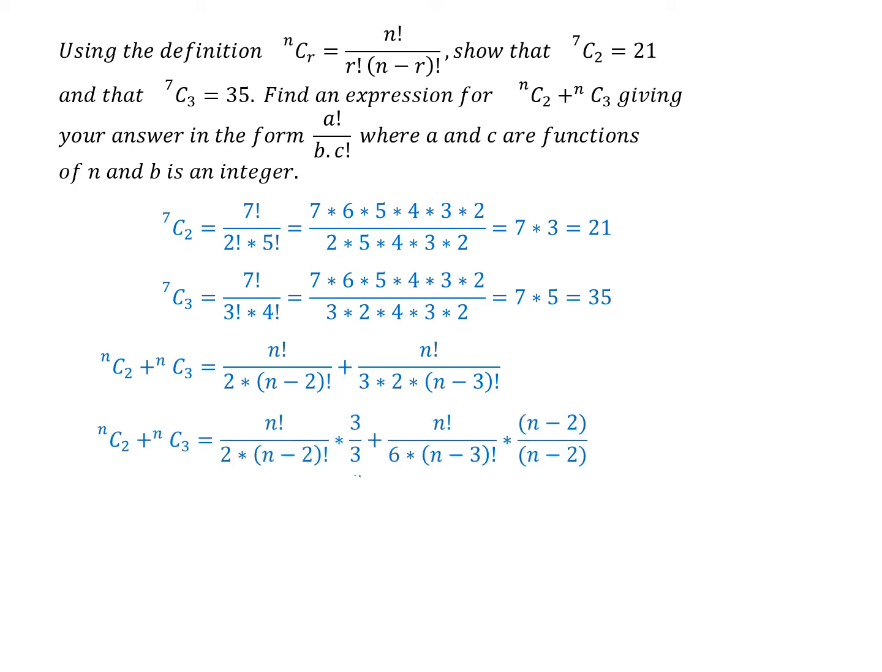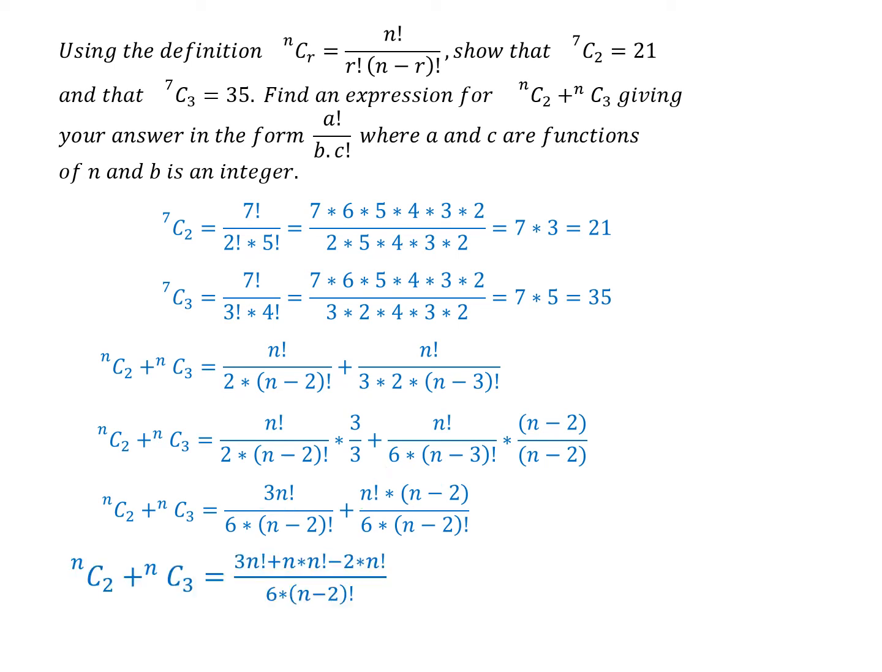So now the denominator here is 6 times n minus 2 factorial, and this denominator is 6 times n minus 2 factorial. When I look at the numerators, here I've got 3n factorial. Here, when I multiply this, I've got n factorial times n, and then n factorial times minus 2. So I can now add these two fractions together. I've got 3n factorial here, n times n factorial there, and minus 2 times n factorial there.